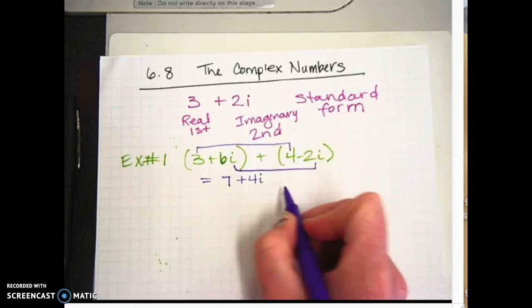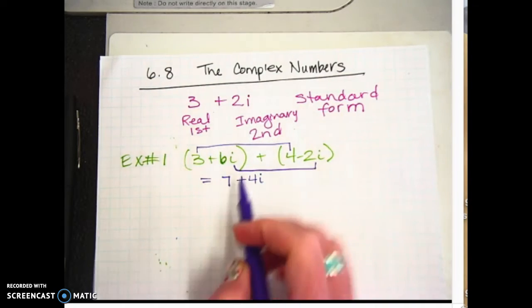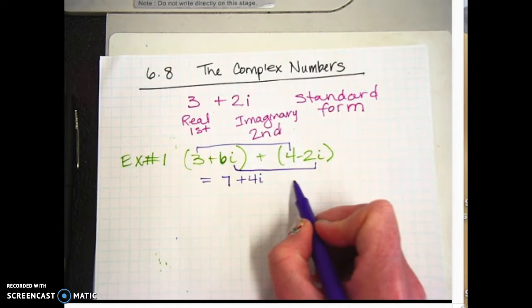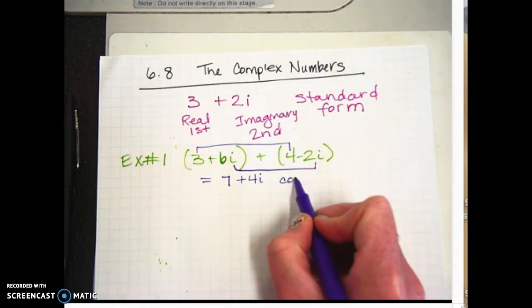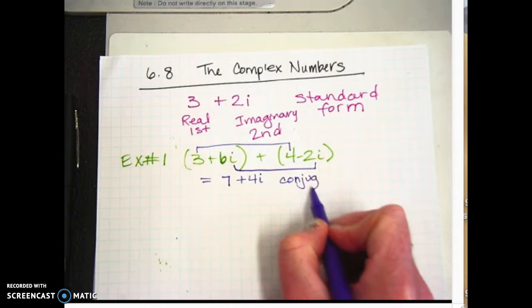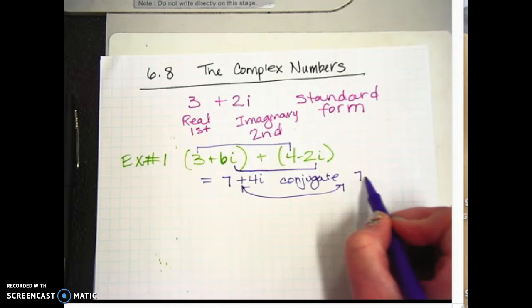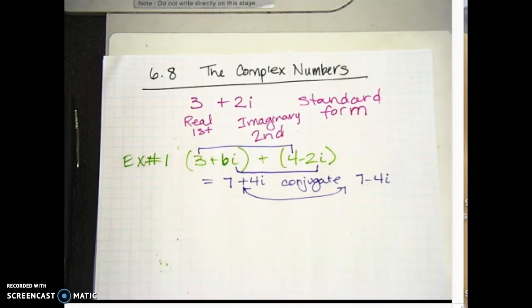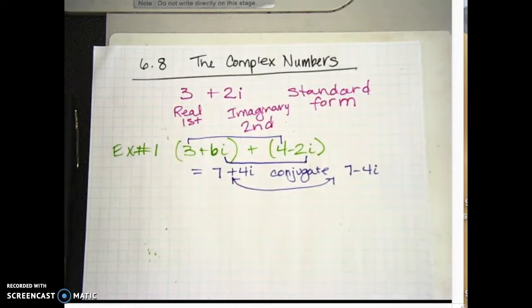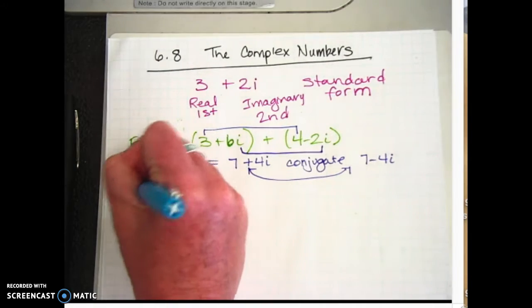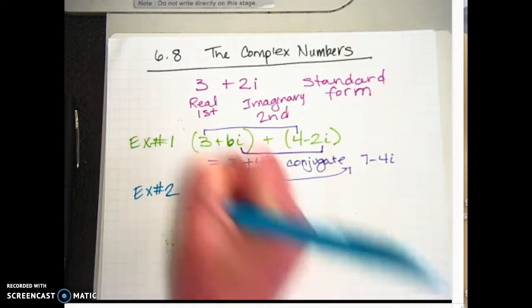Okay. Some of the questions in the book, once you get your answer, they ask you for something called the conjugate. Fancy word for just switching this sign right here. So this is going to become 7 minus 4i, which is going to be important when we start dividing. Okay? So adding and subtracting is super easy. Example 1, we added. Any questions on it?